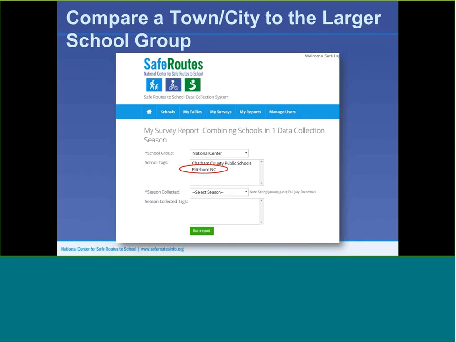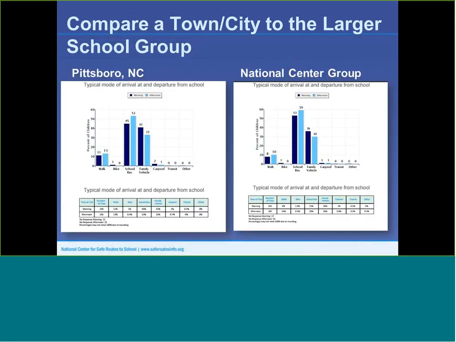What you can do is compare a town or city to the larger group, like I was just saying. So Pittsboro, looking at it relative to the larger National Center group. Pittsboro, the 2 schools there versus the 3 schools in the larger group. You see that in Pittsboro, there's more walking going on and less busing than in the larger group at large. So it's a good use to benchmark against a larger group.